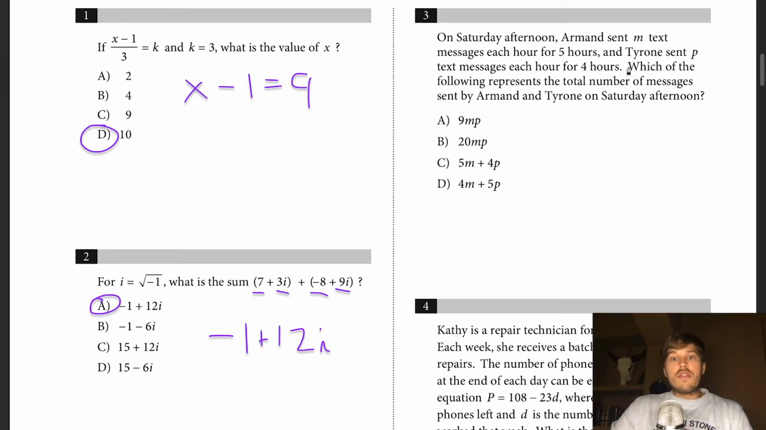Number 3, what are we doing? It says, which of the following represents the total number of messages sent by Armand and Tyrone? So how many messages did Armand send? Armand sent M messages for every 5 hours. So Armand sent 5M messages. And how much did Tyrone send? He sent P messages every 4 hours. So that's plus 4P. So this answer is choice C, 5M plus 4P.